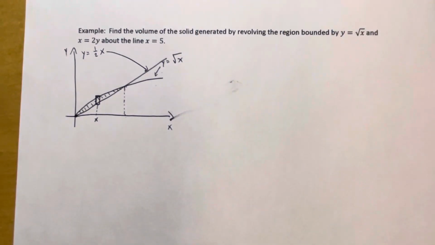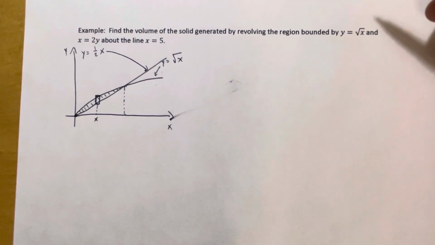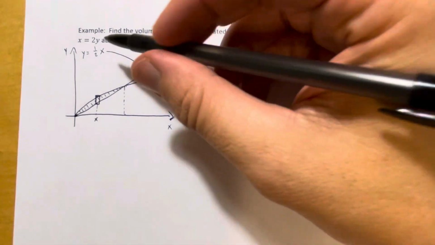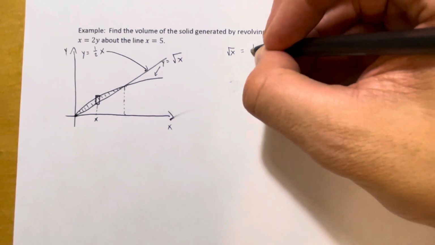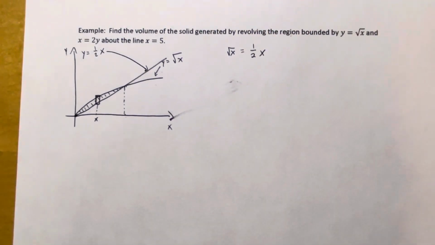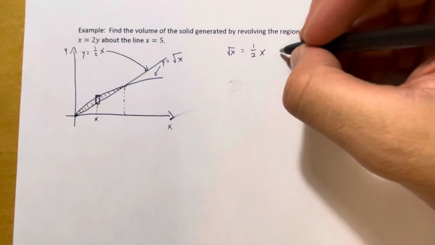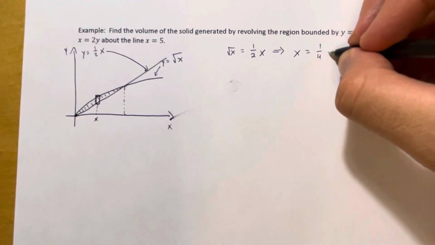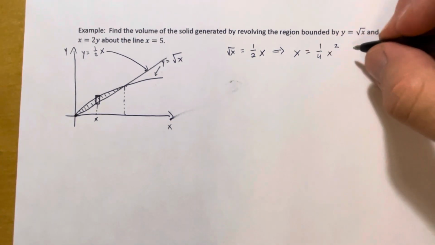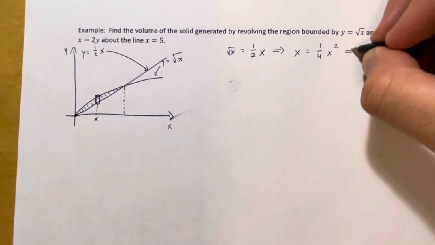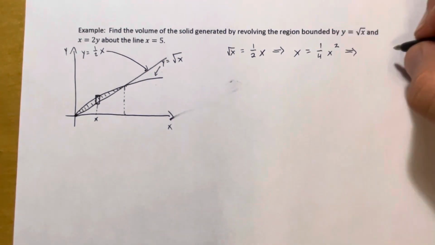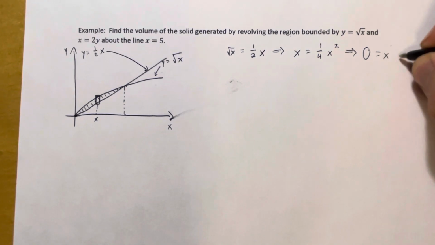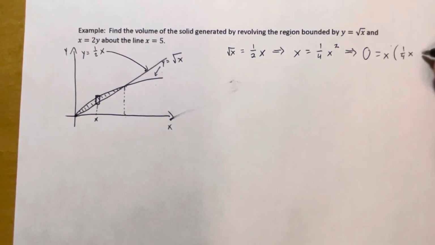down here. So as before, I do that by setting things equal to each other. I have the square root of x as one of my functions and 1/2 x as the other function. Set those equal to each other. Square both sides to eliminate the radical. So I get x equals 1/4 x squared. I can subtract x from both sides. And then I would have a common factor of x that I can also factor out. So I'm going to get 0 equals x times (1/4 x minus 1).